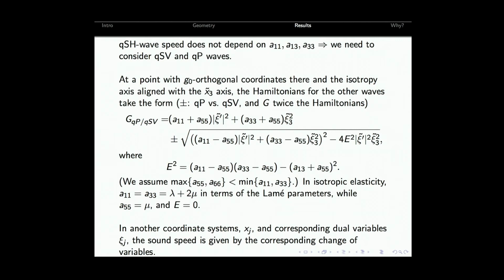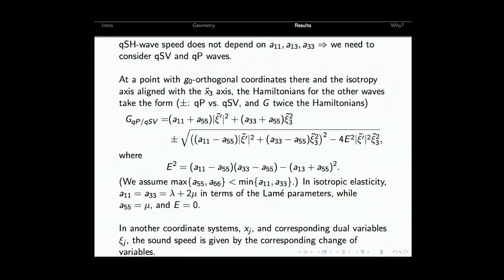Okay, so ideally what we would like to do now is to recover everything else. So what's left is A11, A13, and A33. But it's completely impossible from these QSH waves just because they do not enter into their wave speeds. Okay, and so now is the messy-looking formula. So the messy-looking formula is what the wave speed, so it's actually twice the Hamiltonian, for the other waves are.